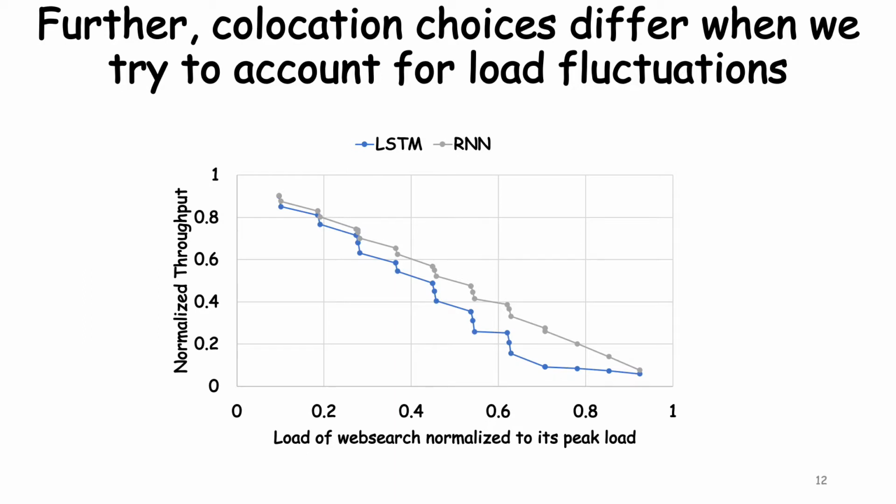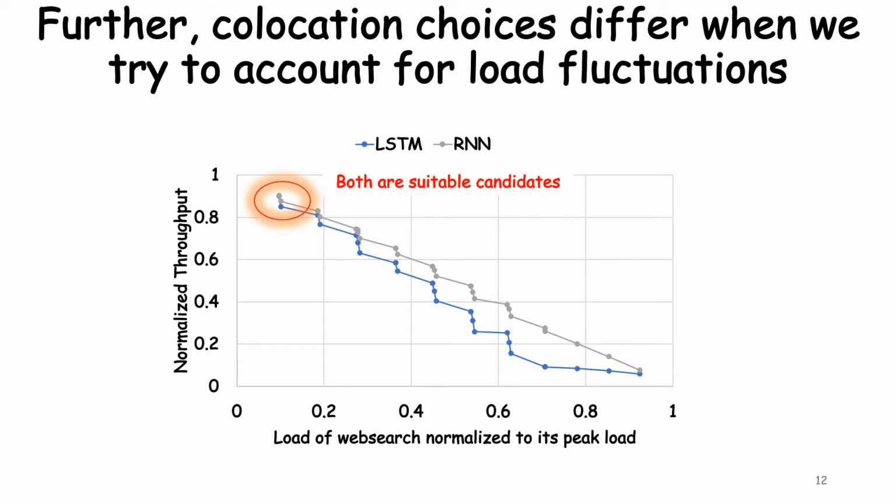Similarly, one of the characteristics of latency critical applications is that their load changes dynamically, typically in a diurnal fashion. The graph here shows the dynamic range of the server from 10% to 90% of the peak load that the web search server can receive, and the y-axis shows the normalized throughput of the LSTM and RNN training in the presence of power constraints.